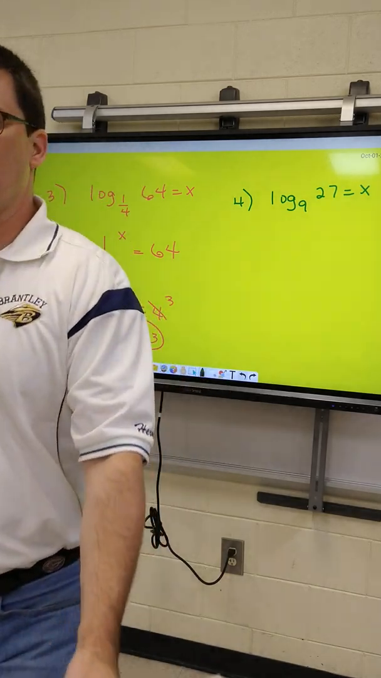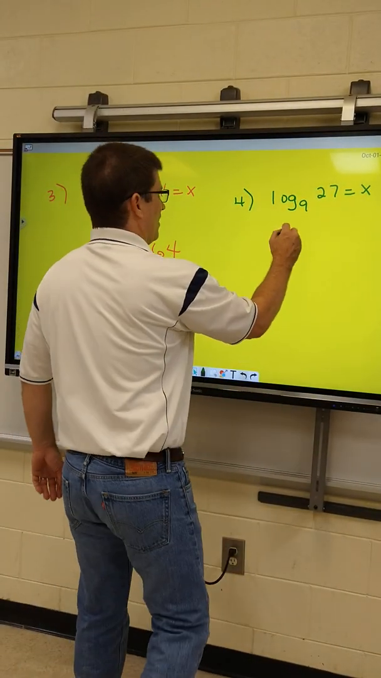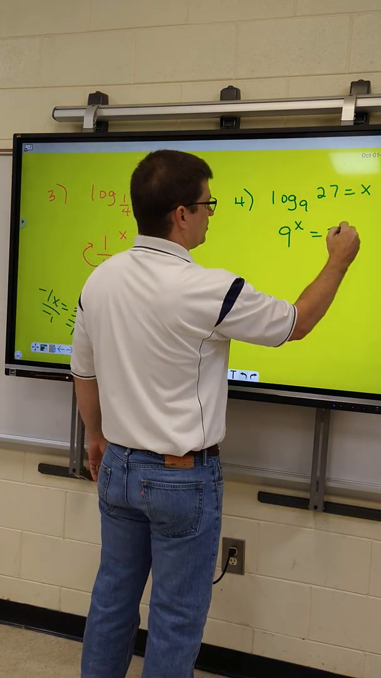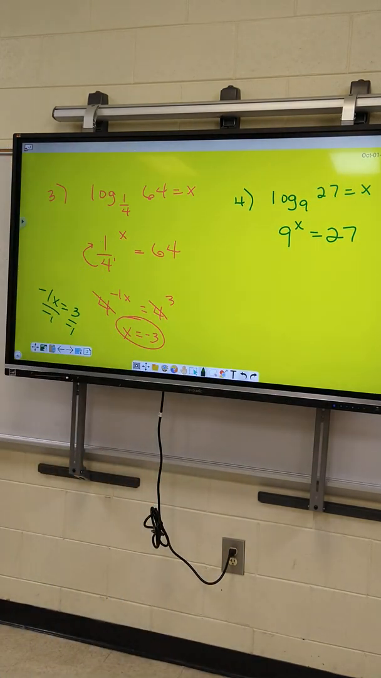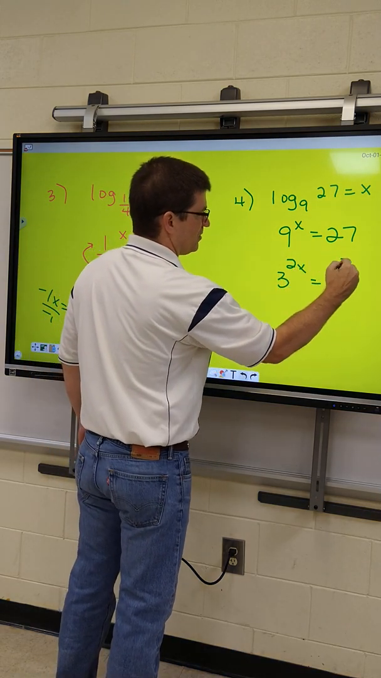I'm going to give y'all a chance to do that. All right. Y'all should have 9 to the x power equals 27. Now I got to make them the same number. And I know we did this one Wednesday. Look on the board. What does 9 change into? What does 27 change into? So 9 changes into 3 squared. 27 changes into 3 to the third.